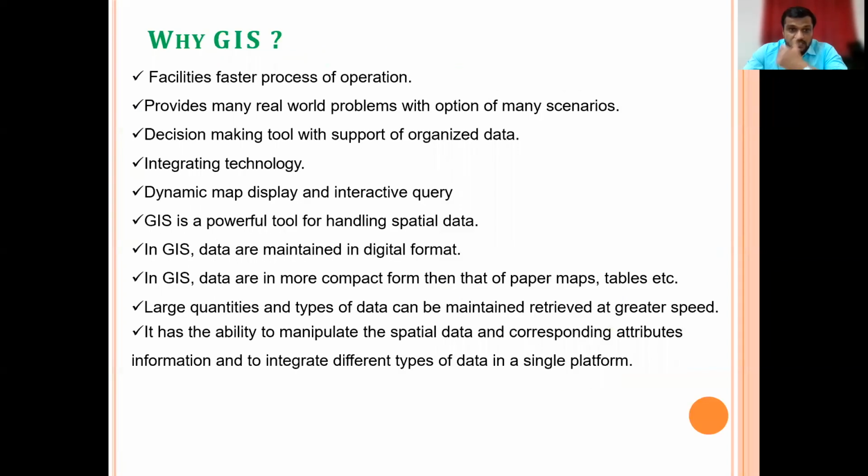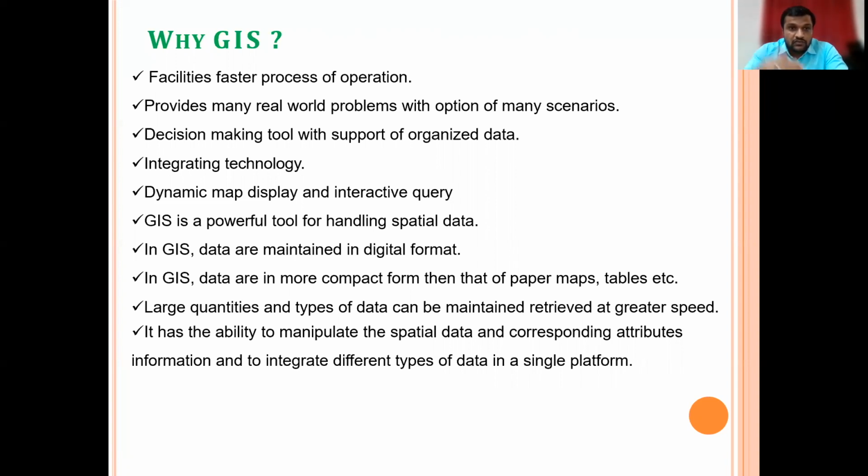Okay, GIS facilitates faster processing of operations. It provides many real world problems with the option of many scenarios. We can have multiple options to solve any real world problem. It also helps us to take any decision, supported by organized data. It can be used to integrate multiple data sources.